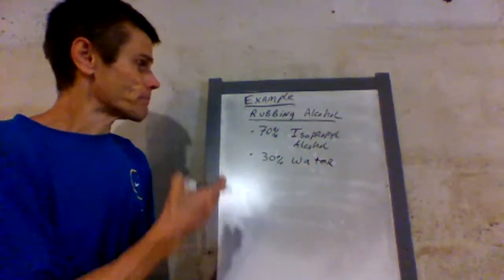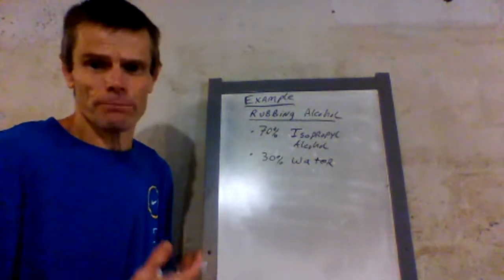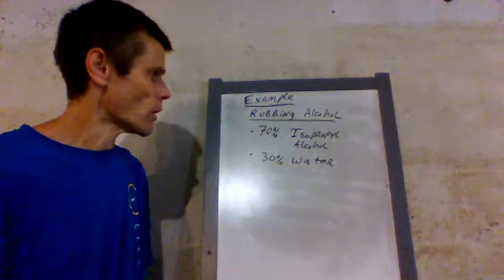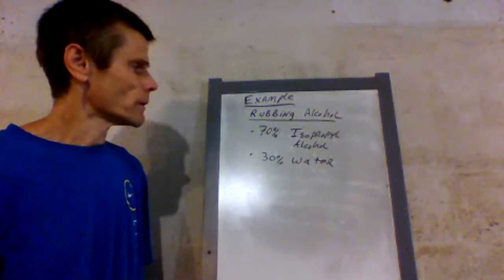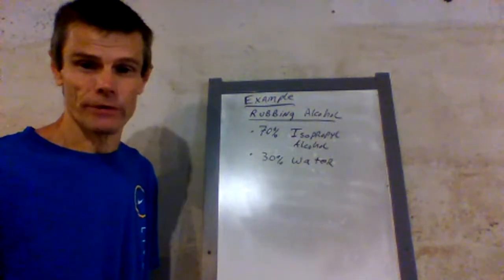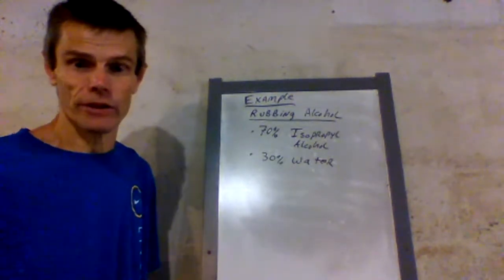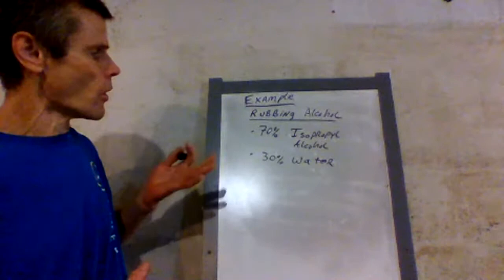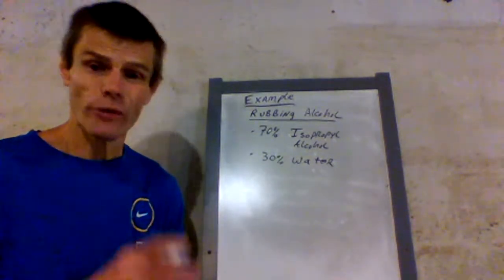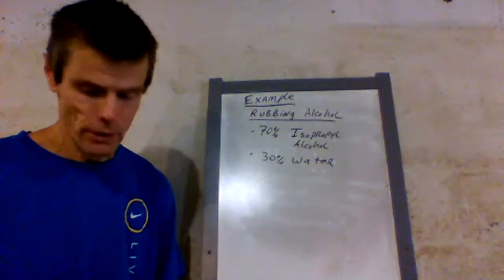You could buy different combinations of it. I do believe I've seen 60, I've seen 30% isopropyl alcohol. Now, let's think about what's required for a pure substance. Does it have a fixed composition? Is all rubbing alcohol always going to be 70 to 30? Some of them are going to be different. So they have variable composition.